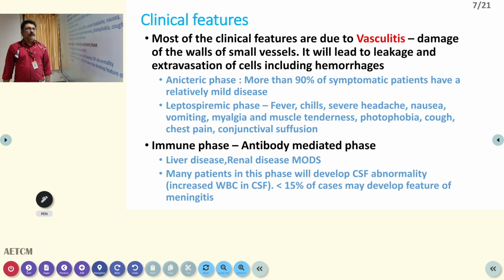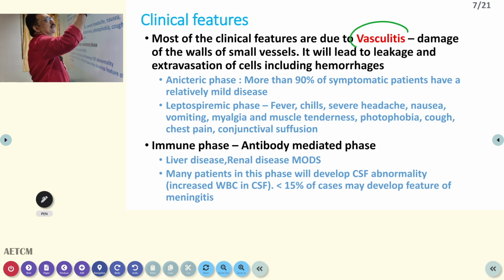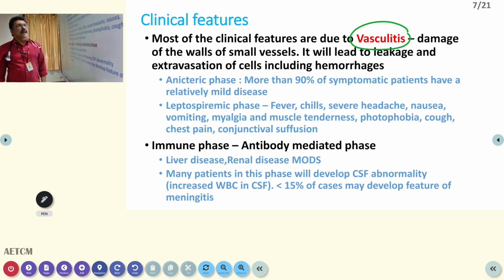Now, what is the main problem behind this leptospirosis? Whether you take dengue fever or leptospirosis, in all of them the problem is vasculitis and vascular leak. That is a major problem in most of the infections, which produces intravascular compartment collapse, and it can produce various problems. So vasculitis leads to all problems.